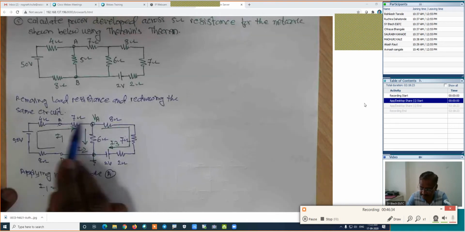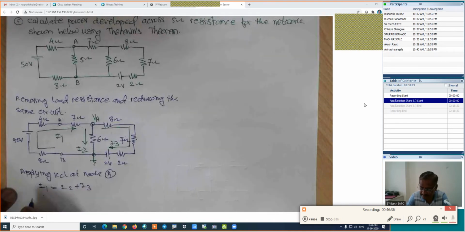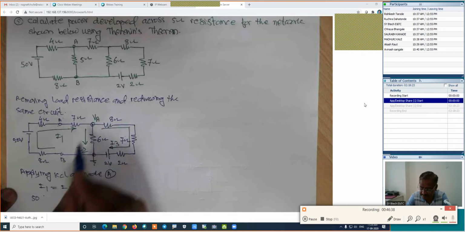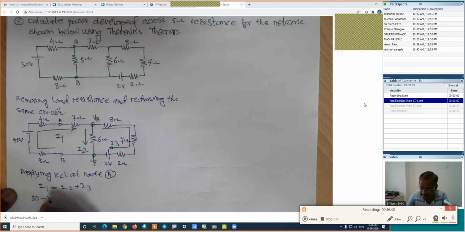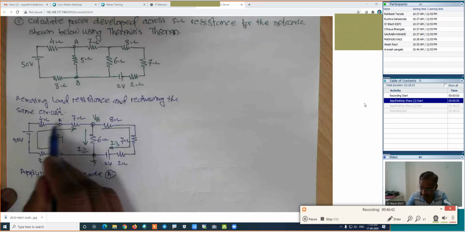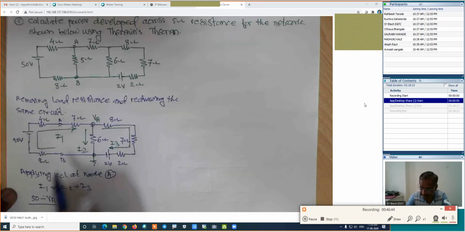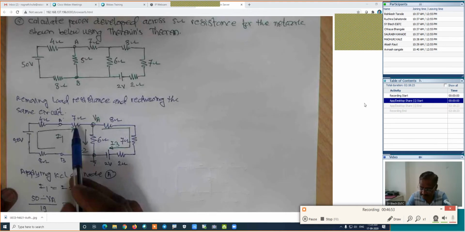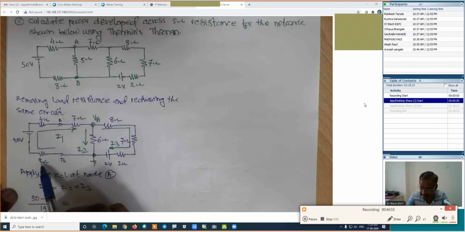We are traveling in this direction, negative to positive, plus 50. So 0 plus 50 minus this potential, which is VA, divided by the resistance of this path. How much is the resistance of this path? I guess it is 19. Is it right? Which is equal to 7 plus 4, that is 11, 11 plus 8, which is 19.